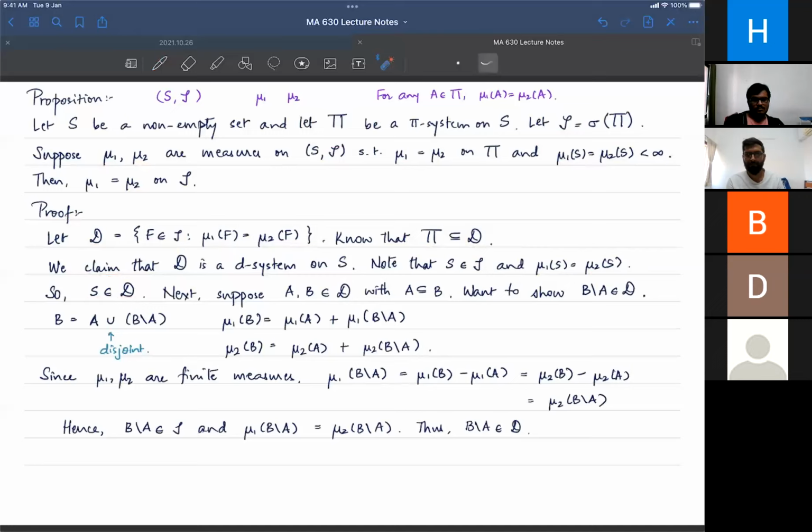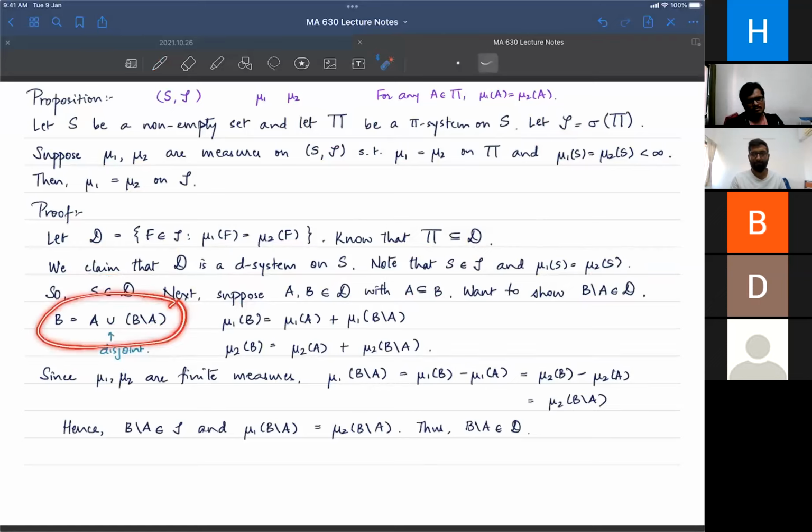All right. Now, suppose A and B belong to D with A contained in B. Right? What do we want to show for D system? We want to show that B minus A belongs to D. Agreed? Now, A is sitting inside B, so I can write B as A union B minus A, and this is a disjoint union. I think you'll agree with that.